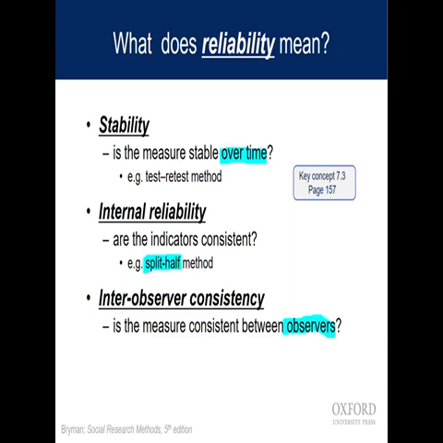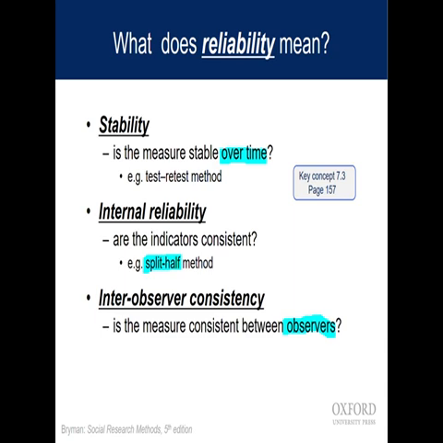Well, stability is a related idea. Is the measure stable over time? If it's a good measure and we're measuring something that stays the same from one moment to the next, then you should get the same number over time.